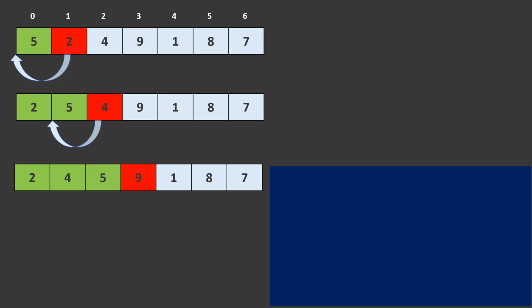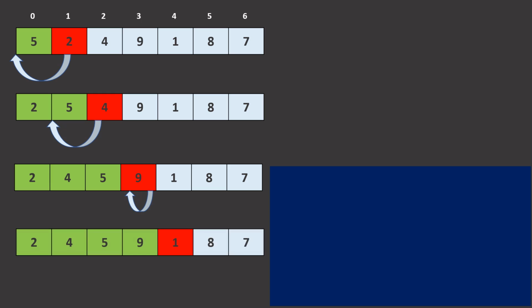Now 9 will be compared with 5 and we'll find that 5 is smaller than 9. So 9 will be inserted just after 5. That means 9 is at its proper position. Now your list becomes like this. Now 1 becomes the key and 1 will be placed in the sorted part of the list.